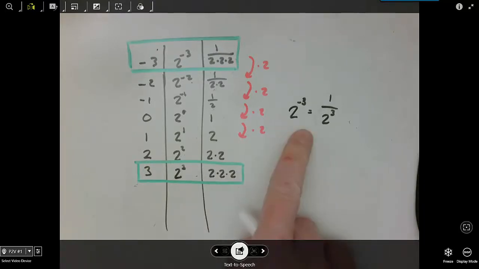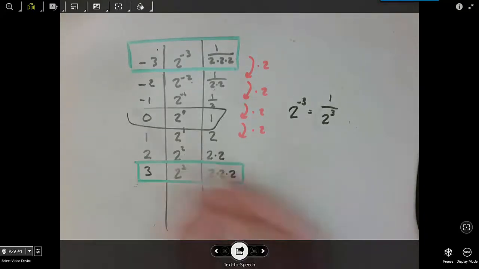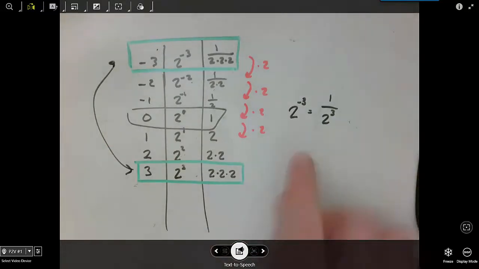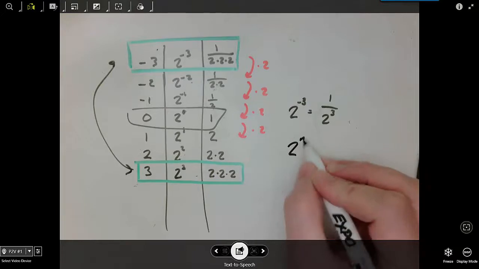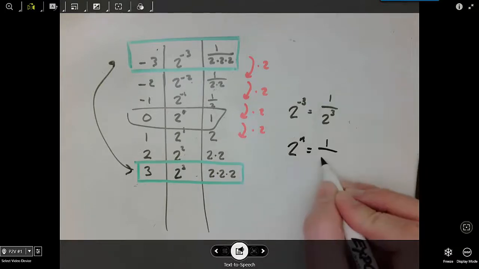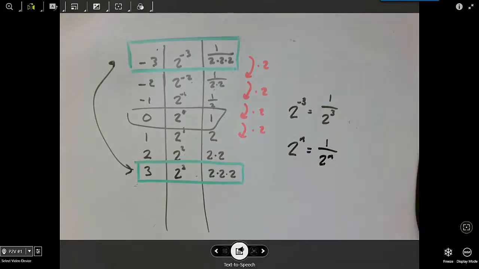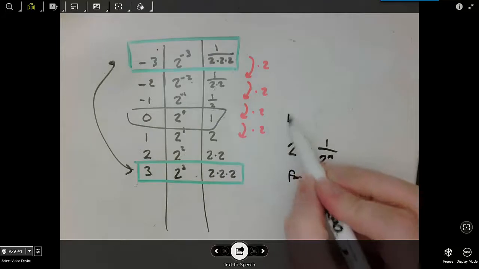So you can see this kind of symmetry in the table, and you could generalize this to a general identity. You know that 2 to the negative n equals 1 over 2 to the n for values of n that are integers. Okay, was this a proof? Did I prove that this is true? No. This is a definition.